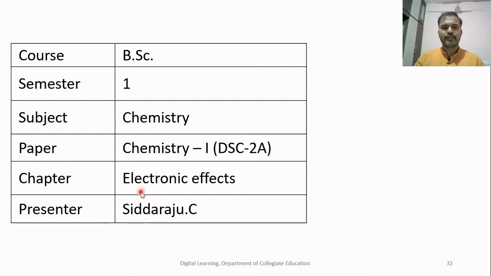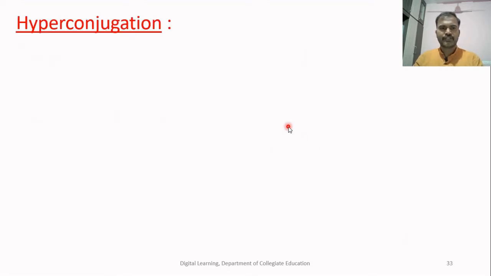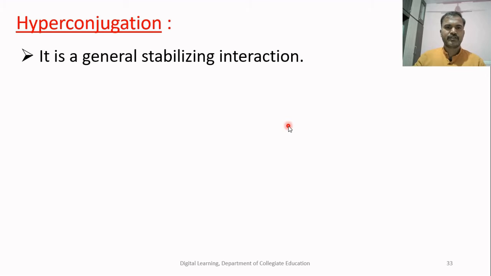In this session, I am going to explain about the electronic effects, particularly about hyperconjugation. It is there in the syllabus for the BSc first semester and the title of the paper is Chemistry 1 DSC 2A. Let us consider hyperconjugation. It is a general stabilizing interaction.